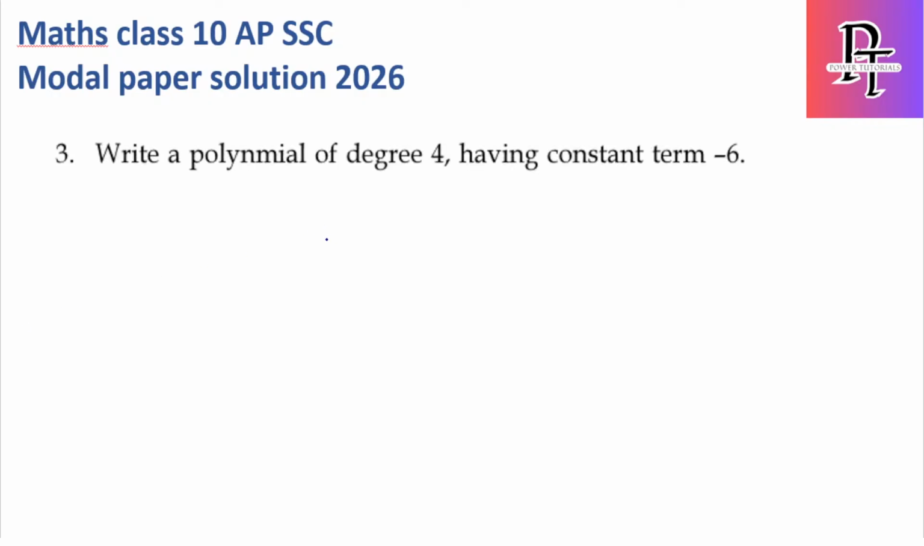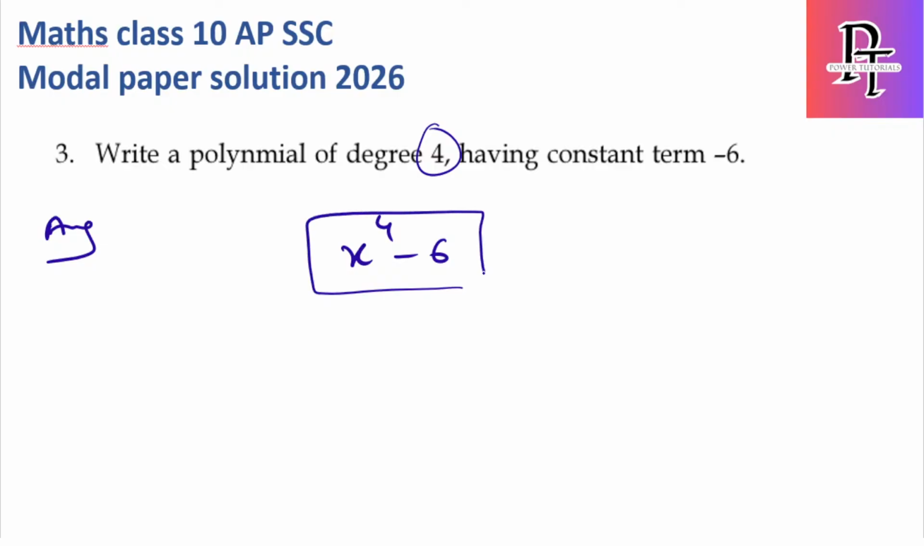Write a polynomial of degree 4 having a constant term of minus 6. A polynomial of degree 4 means the highest power of x should be 4. So I can simply write x power 4 minus 6 as the answer. Why? Because x cube, x square, x are not mandatory. The only thing is the degree should be 4. So the degree is 4 and the constant term is minus 6. This is one of the answers.